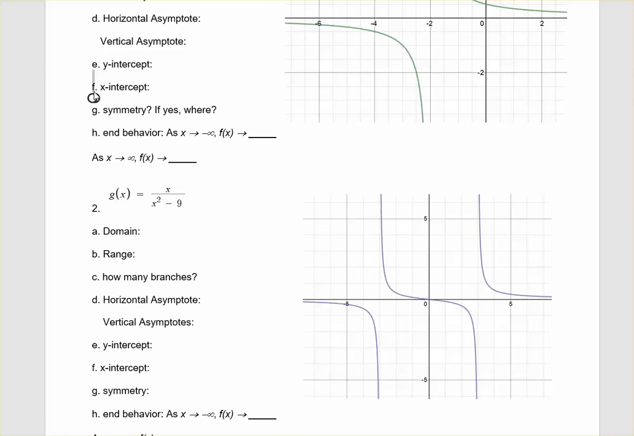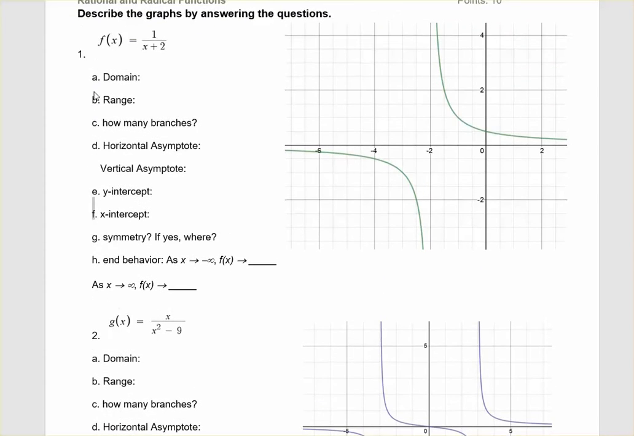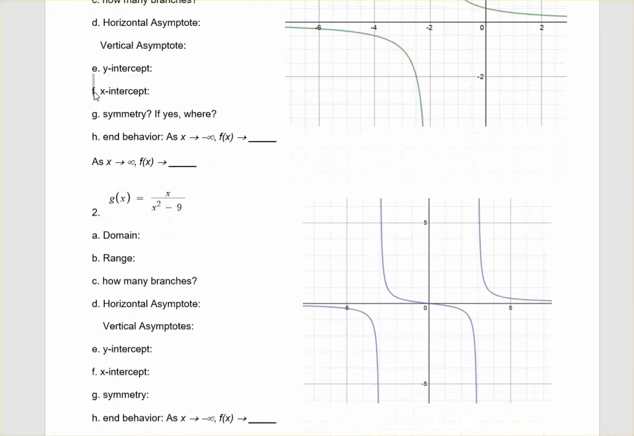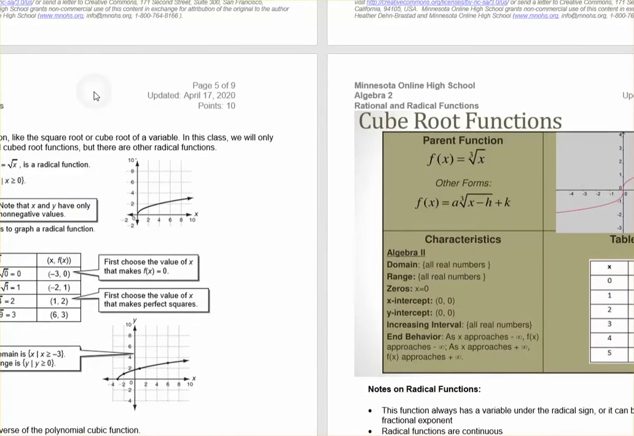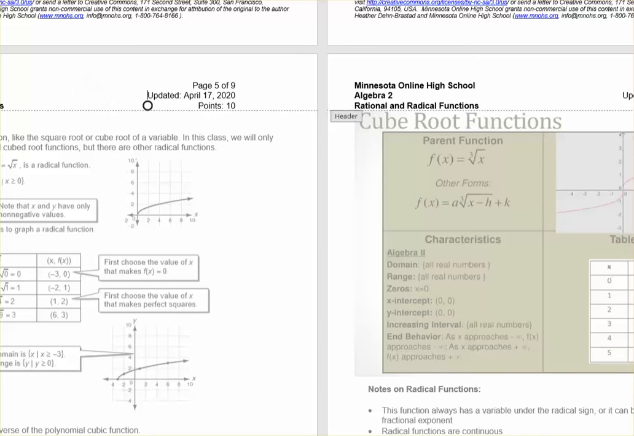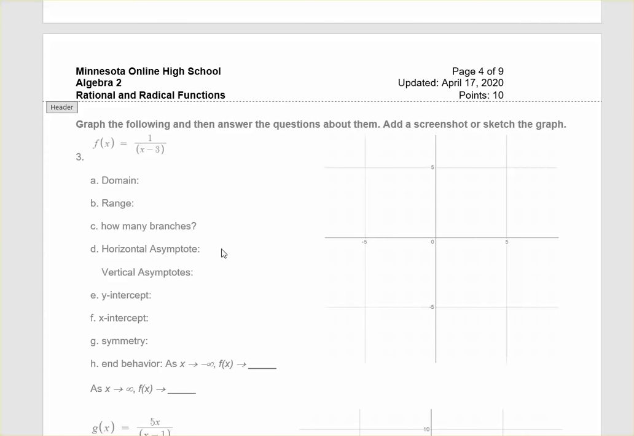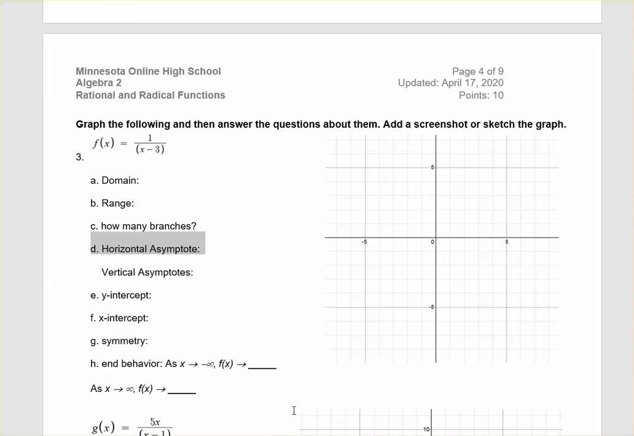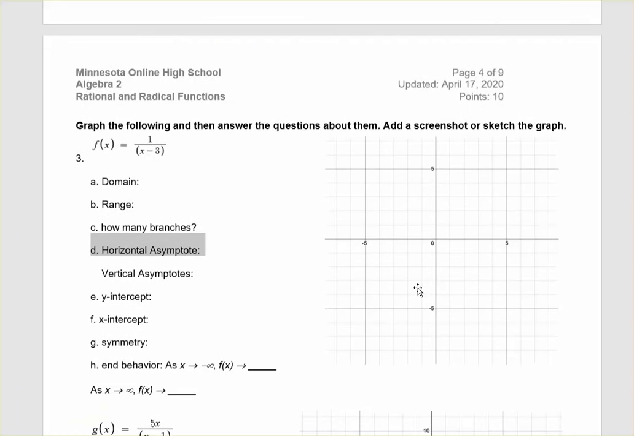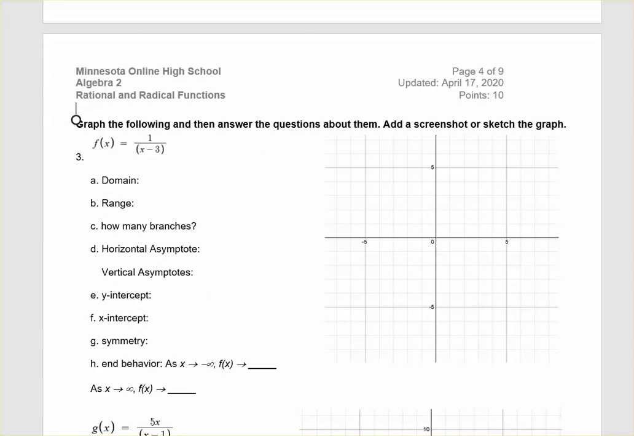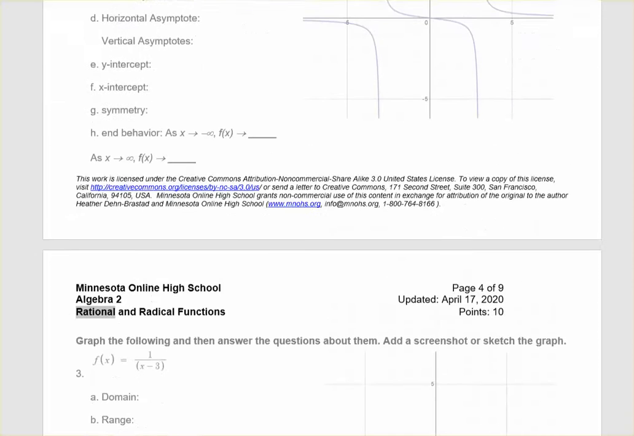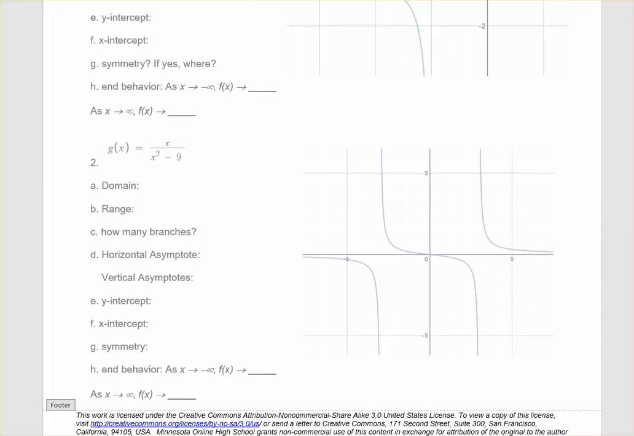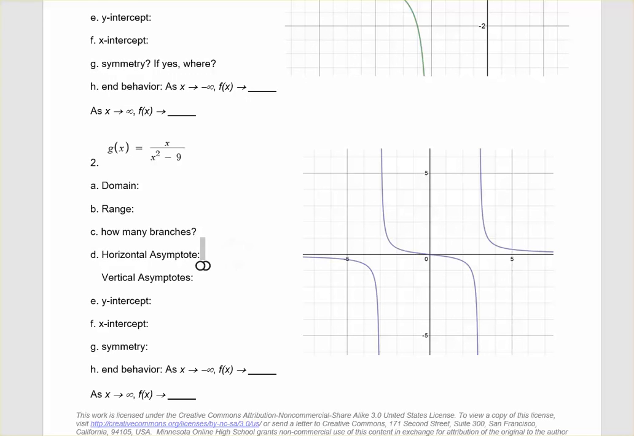So all you have to do for this assignment is there's 2 rational functions that are graphed, and you're going to answer a bunch of questions about them, and then there are 2 that you're going to graph that will have similar questions, but you'll be making those graphs. You can make the graphs on your graphing calculator and then copy what they look like here, or you can make the graphs in Desmos and then paste them into the worksheet if you prefer to do it that way. Let's look at number 2.